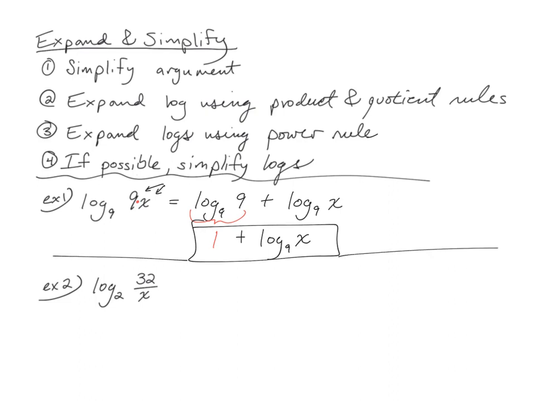Next, we have log base 2 of 32 over x. And again, this has 2 bases. It's just 1 base is in the numerator and 1 base is in the denominator. So we can use the quotient rule here. That's what a division is. It's a quotient. We can separate these into their own logs, log base 2 of 32 and log base 2 of x.